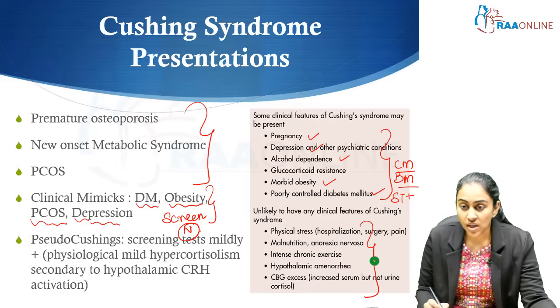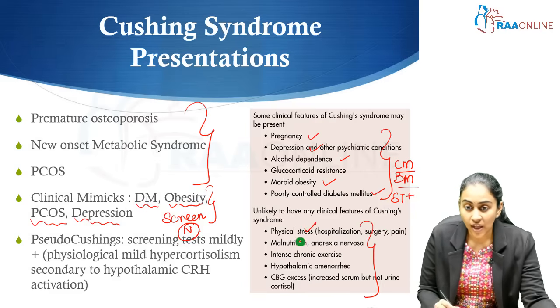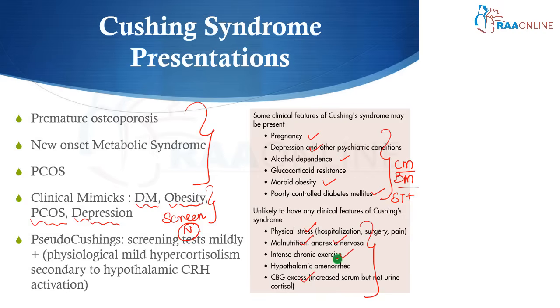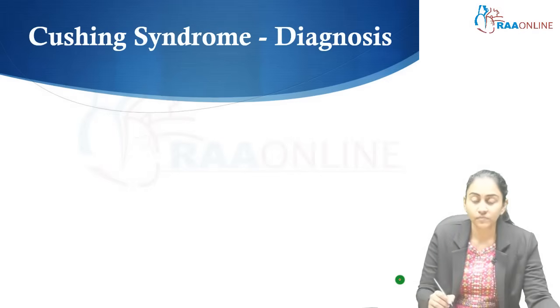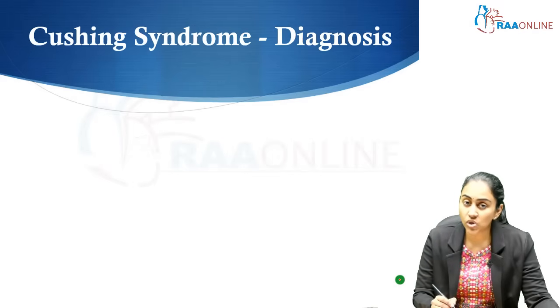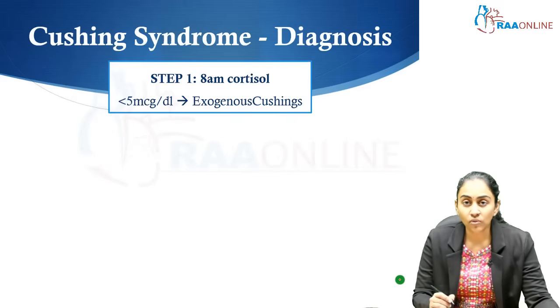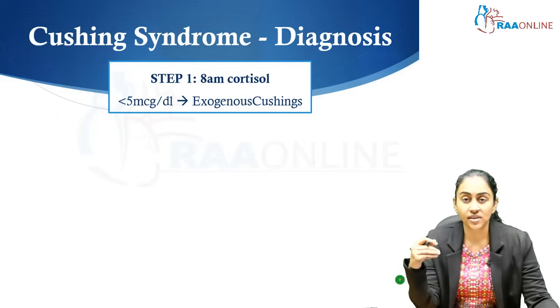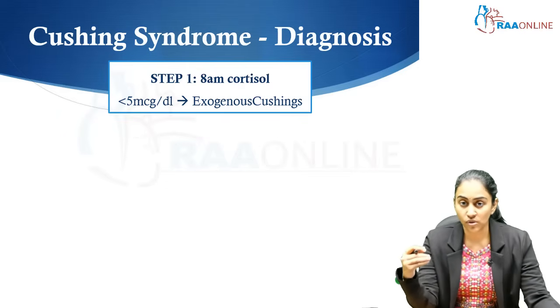These conditions, stress, malnutrition, anorexia nervosa, intense exercise, excess of cortisol binding globulin, all these conditions, what are you going to find? Often the biochemical screening tests are going to be normal, but when you look at the clinical features, the typical clinical features suggestive of Cushing's may not be present. Now, how do you diagnose a patient with Cushing syndrome? There is a very nice stepwise approach to diagnosis of Cushing syndrome.